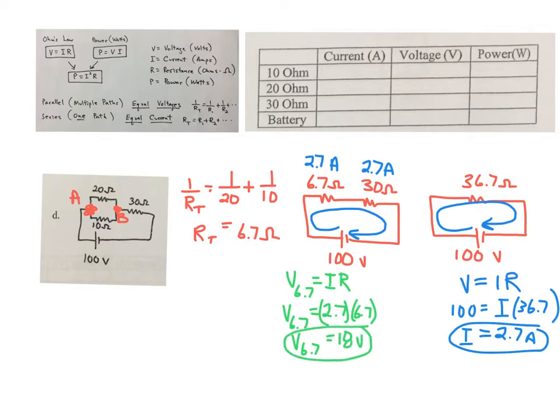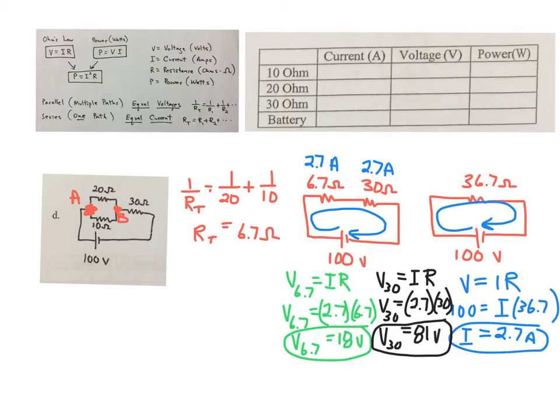For the 30 ohm resistor, V30 will be its current times its resistance. The current through that is 2.7. Its resistance is 30. So the voltage for the 30 ohm resistor, 2.7 times 30, is 81 volts. In a perfect world, that would have come out to be 82, because 82 plus 18 would be 100. They should add up exactly to 100, but because of round off, once again, it's close, 99.